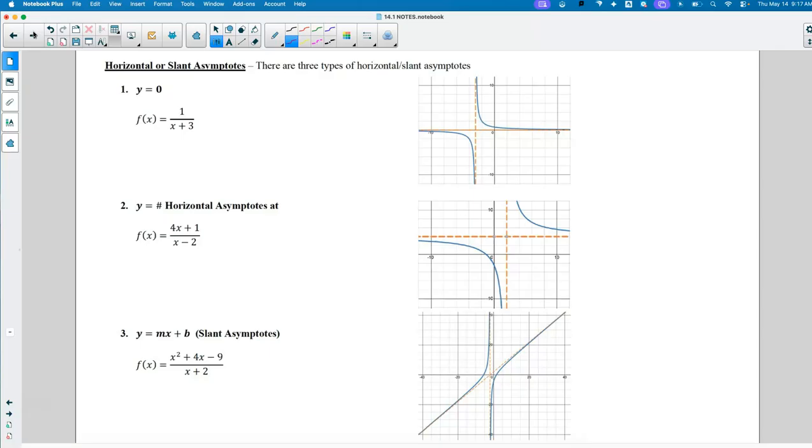First one, y equals 0. What degree is the top? How many x's do I have up there? I don't have any x's. How many x's do I have on the bottom? 1. Now, I'll give you another example.